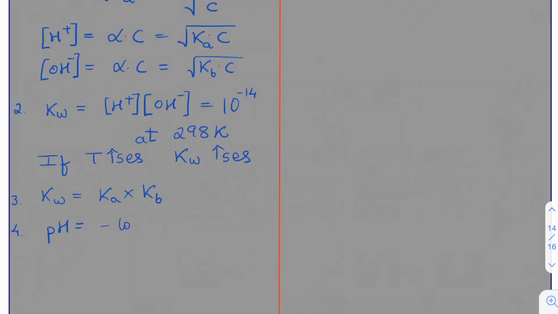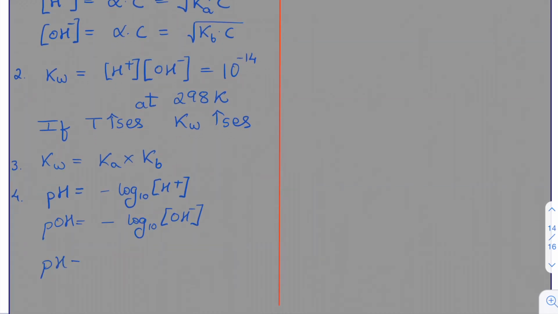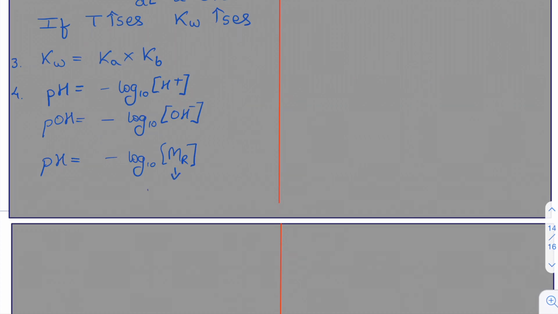pH, which is equal to minus log to the base 10 of H plus, the molar concentration of H plus. Here you can substitute H plus from above as well, okay. And we have pOH with us, which is minus log to the base 10 of OH minus. If you are calculating for weak acids and weak bases, you can make use of the above formulas as well. If you are calculating pH for a resultant mixture, pH will be equal to minus log to the base 10 of resultant molarity. You do know how to calculate resultant molarity, which could be M1V1 plus M2V2 upon V1 plus V2 if they are acids and bases both.